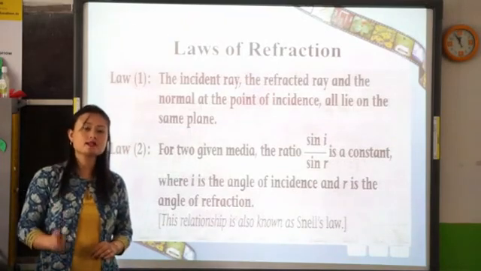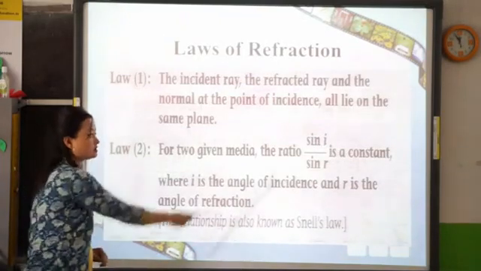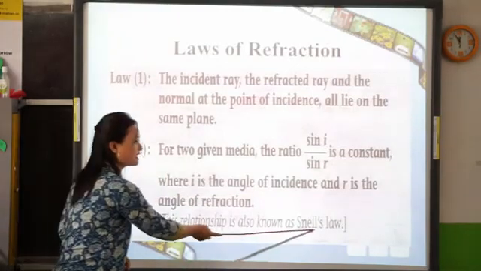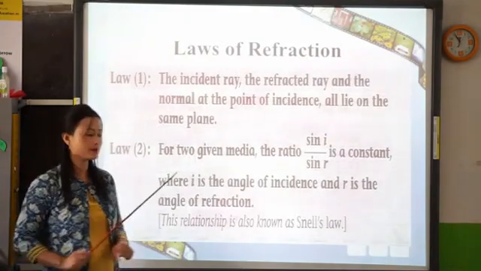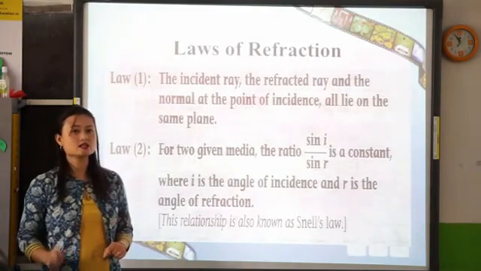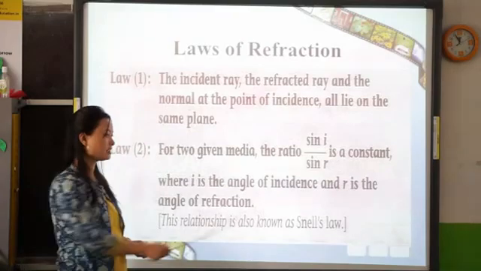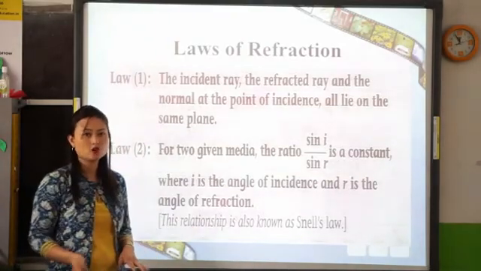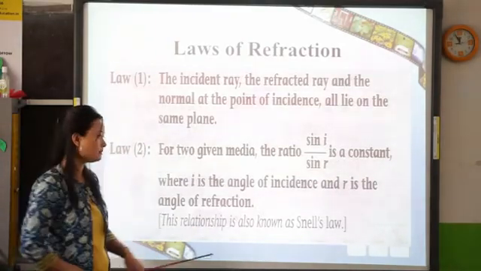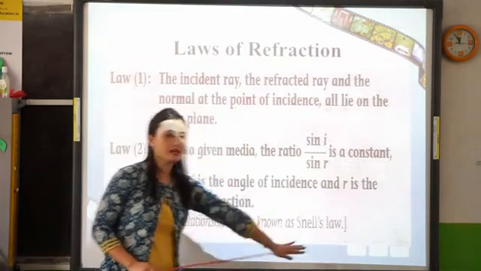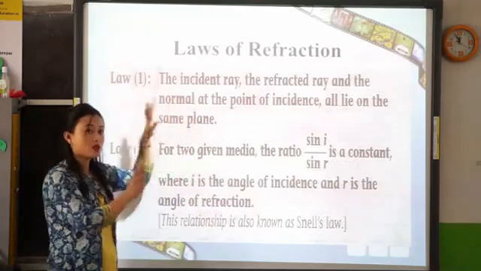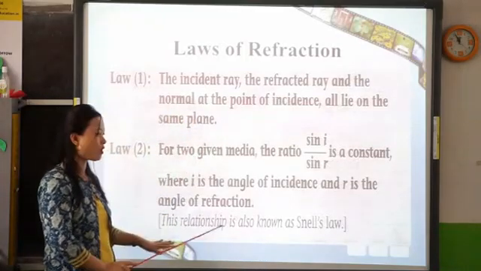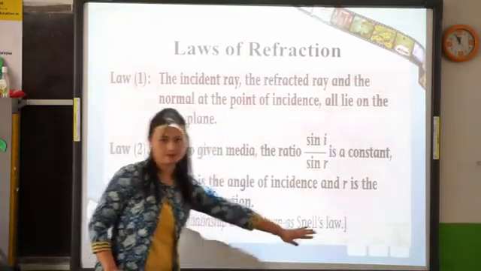And the second law of refraction is called Snell's law, not the insect snail. Okay, it's the name of the scientist. S-N-E-L-L, Snell. Not S-N-A-I-L, snail. Only the second law is called Snell's law, not the first law.